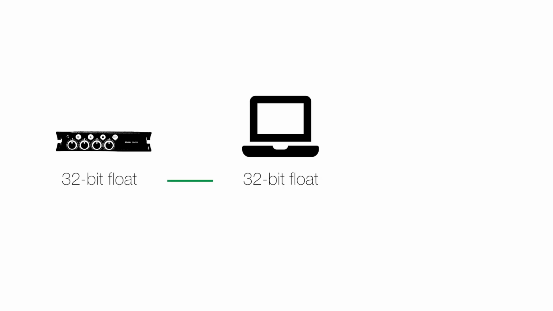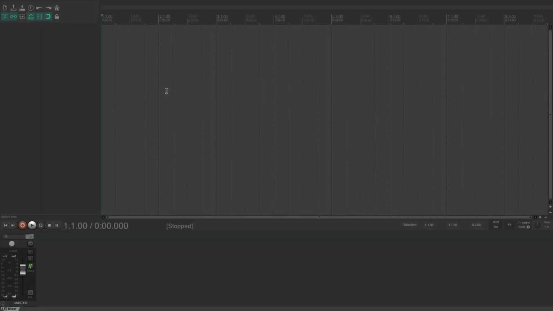If the sample rate or bit depth of the MixPre 2, Audio MIDI Setup, and DAW are mismatched, audio will not flow through the system correctly. For the following example, we will use Reaper, but the principles will apply to any DAW that supports 32-bit float USB audio streaming. See the link below for a list of compatible DAWs.